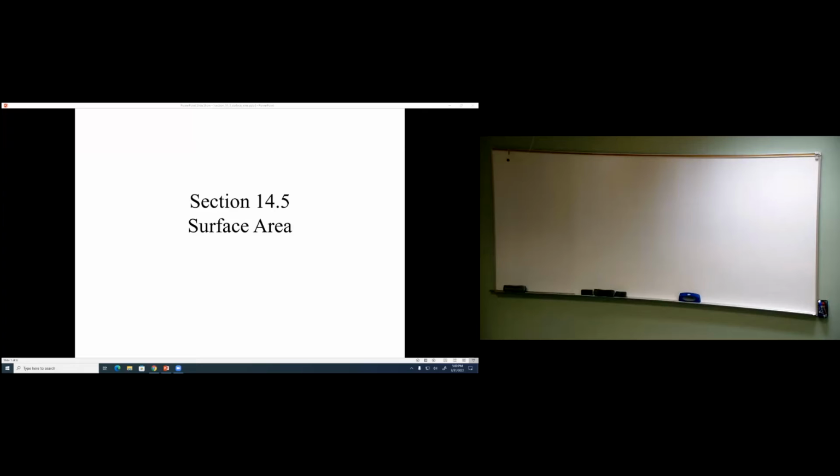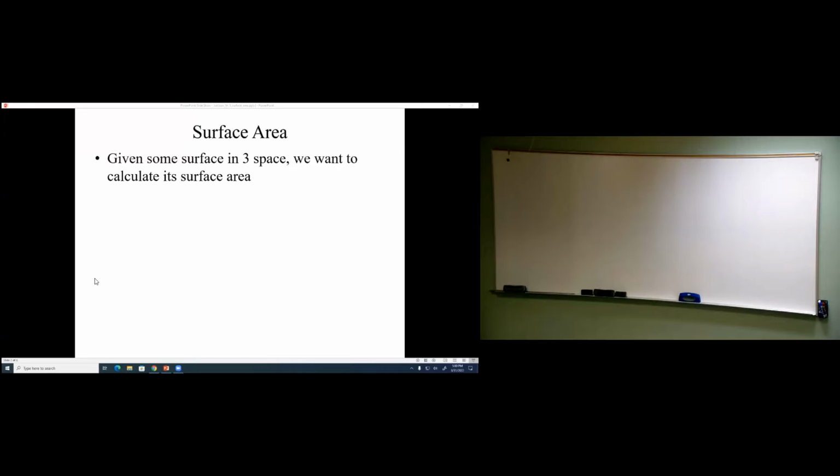About parameterized surfaces. Enough to do this section. We'll go more in depth with them later this semester. We'll plot them, spend more time with them. But we'll cover them enough so that we can do surface area.